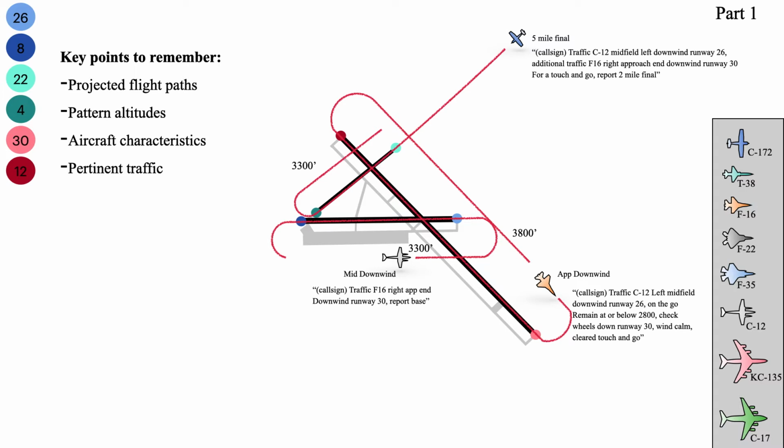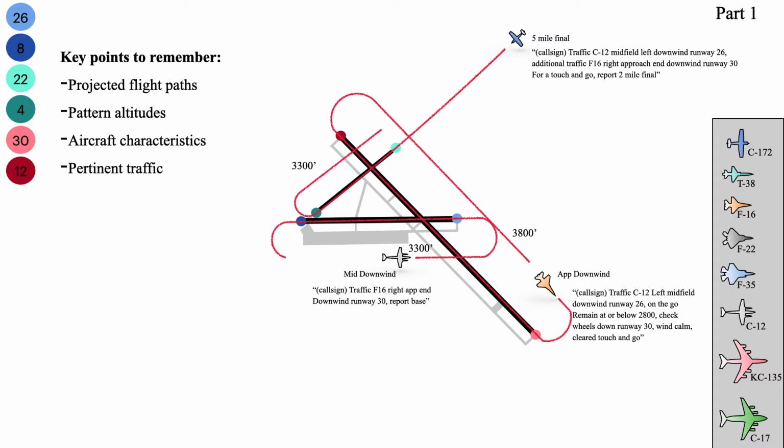The next thing I'm going to say is I'm probably going to talk to the C-12, since he's the next closest to the runway. I'm going to say, "Cobra 1-2, traffic F-16, right approach in downwind, runway 30, report base." So he understands what's going on with the situation.